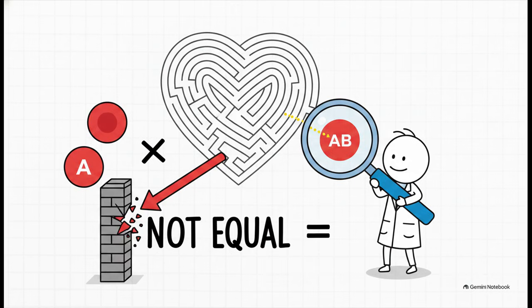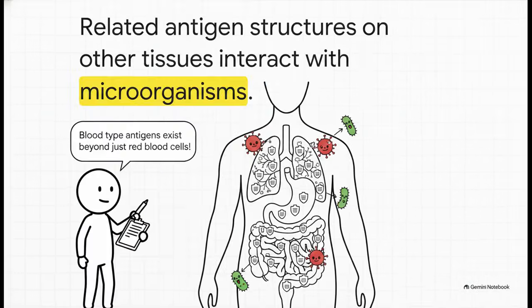The human body is vastly more complicated than that. Strangely enough, though, your blood type can subtly shift your susceptibility to certain infections. You might be wondering, why? Well, because those molecular ID badges aren't just floating in your blood. They're actually scattered all throughout your body. They're lining your gut, your lungs, and other tissues.